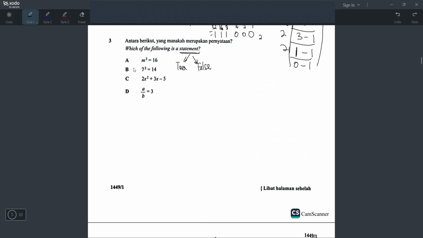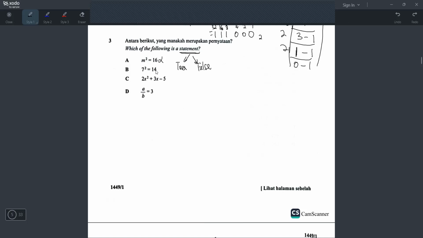True or false. So for example, A, m square equals 16. You cannot determine the truth value of this, okay? Because this is like a question, like an instruction asking you to find m. We can actually find m, we just have to square root 16 and I will get 4 and negative 4. So this is not a statement because you cannot determine the truth value. When they ask you a question, it's not a statement.